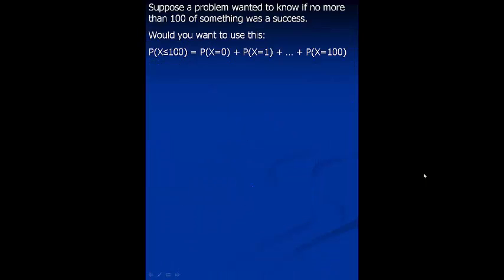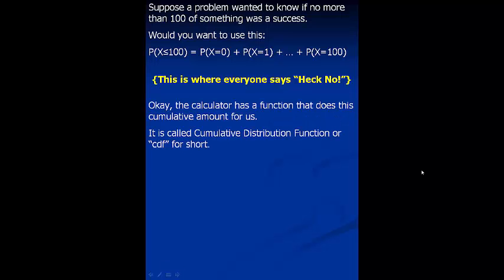Okay? Now, suppose that you had a problem that wanted to know if there were no more than 100 successes of something. Oh my goodness, 100, so that means it could be 100 or 99 or 98 or 97, and all of those all the way down to 0. Oh man, that's too many to add up. We will be here all day for a problem like this, but don't panic. This is where you say heck no. This is where we use the CDF part, like we had in normal distributions.